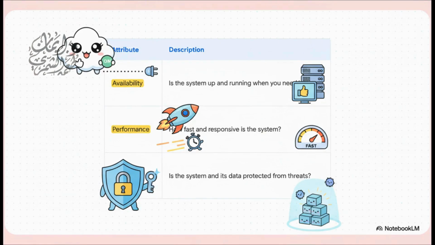So what do those really mean? It's actually super simple. Availability. Is the system up and running when you need to use it? Performance. How fast is it? Is it responsive, or are you waiting forever? And security. Is the system and all its data actually protected from threats? These 3 invisible forces are what really determine the quality of the entire technology stack from top to bottom.